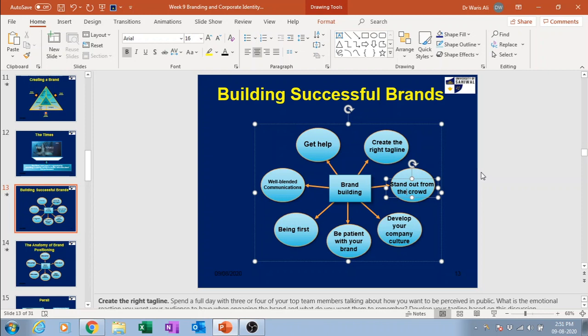Develop your company culture. Whatever image you have given, or whatever tagline you have created, please try to develop the culture accordingly. If you have said that we are known for quality services, then every employee of the company should ensure that quality services are being delivered. Whether the customer interacts with the sales department or the finance department, they should all get similar services. So you need to develop the company culture for achieving your desired objective.